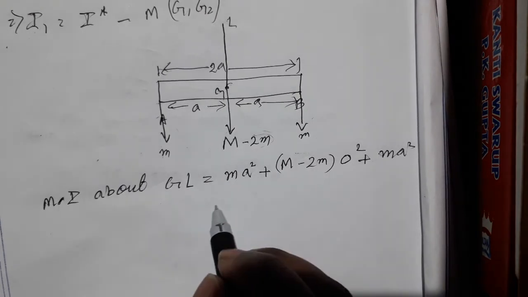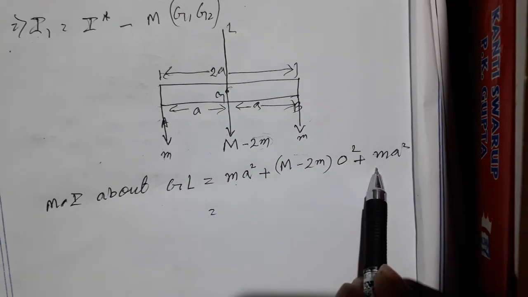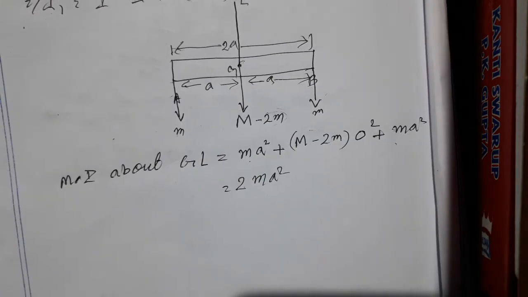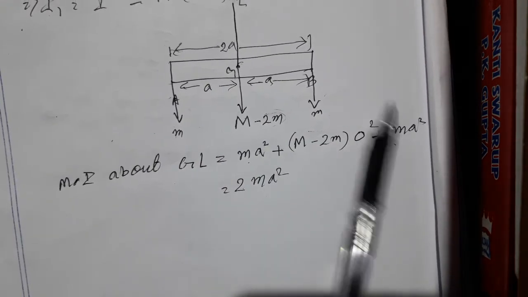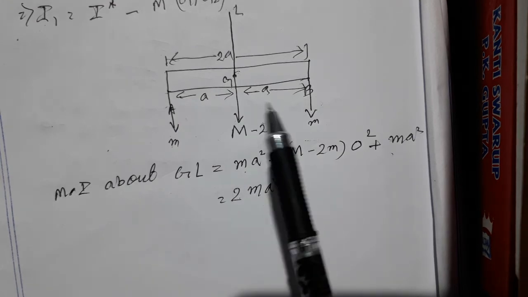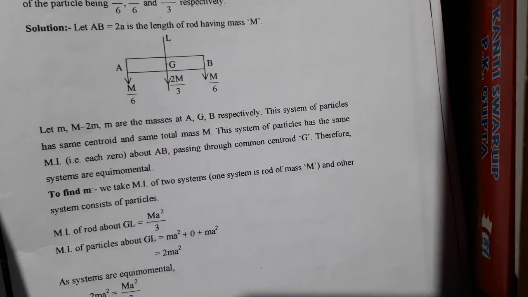So we get here ma square. Okay, so what we'll have here? This will be 0, this will contribute ma square, and this also ma square. So we get here 2ma square. That is the moment of inertia of these particles about the line GL. Now, in the same way, we have already found the moment of inertia of the rod about GL. Since they have given you that the two systems are equimomental, they should have the same moment of inertia about the line GL.